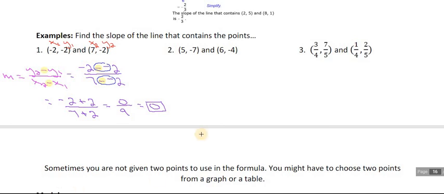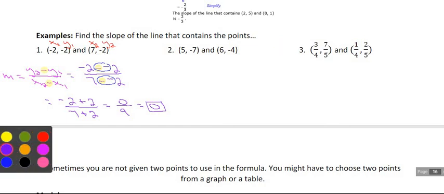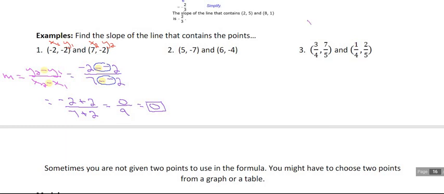I'm going to jump to number 3. Number 3, we have some fractions. It's not the end of the world. So let's write down our slope formula. And so I have more space, I'm going to write it up here. So m equals y sub 2 minus y sub 1 over x sub 2 minus x sub 1.